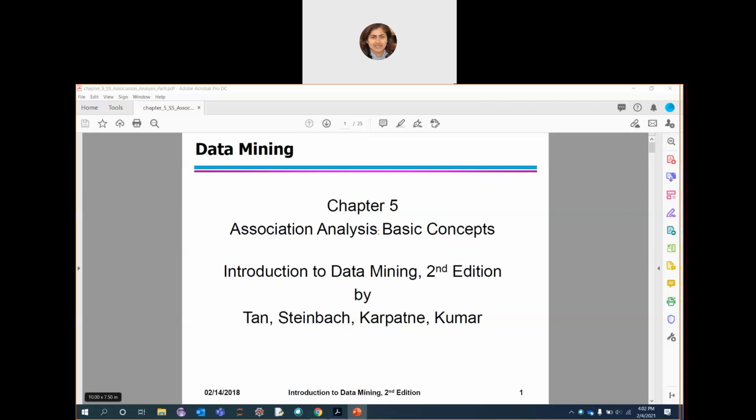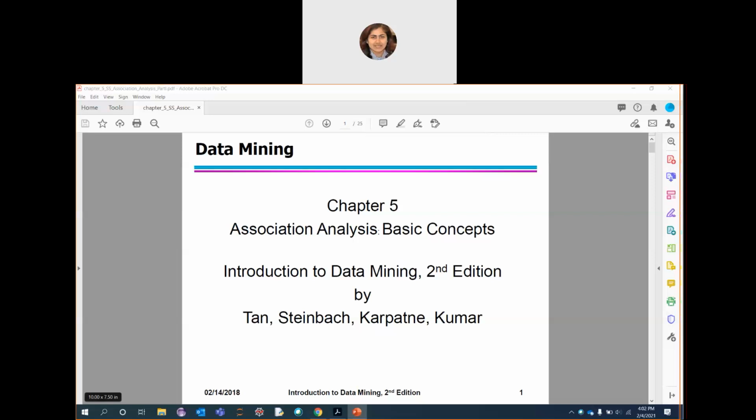So, Chapter 5, Association Analysis, Basic Concepts. This is Unit 5 in your Introduction to Data Mining textbook. This chapter mostly presents a methodology called association analysis, which is mostly useful in discovering interesting relationships hidden in large data sets, where large amounts of data are available.